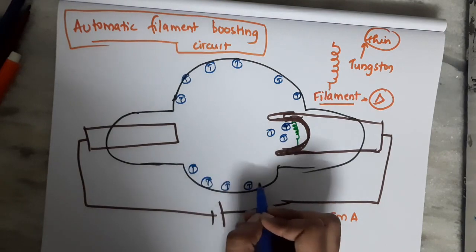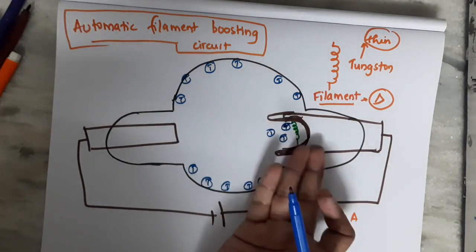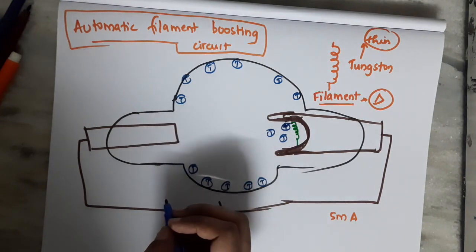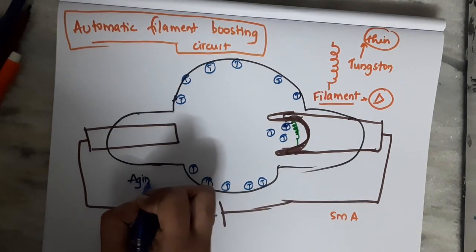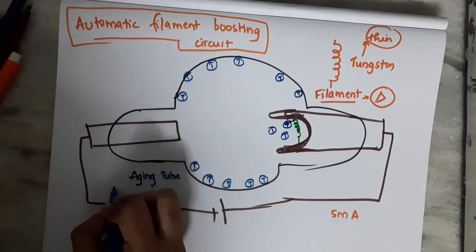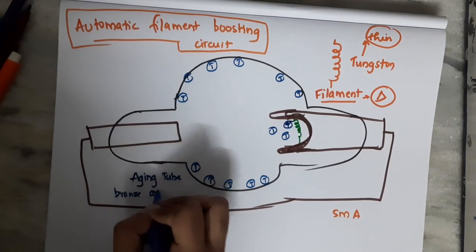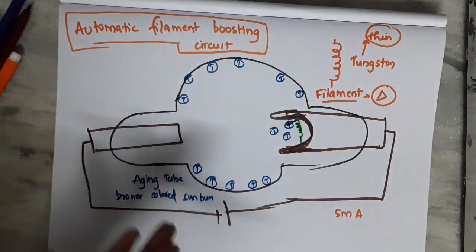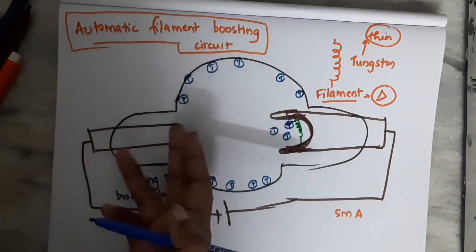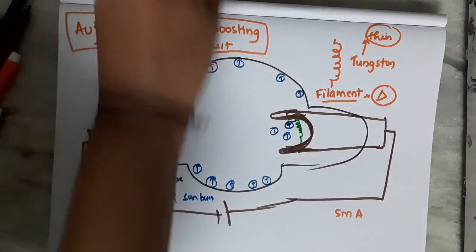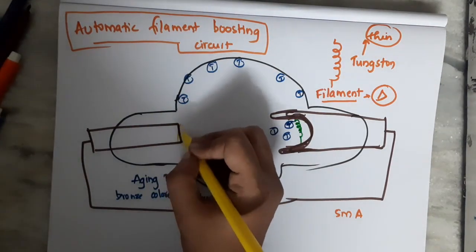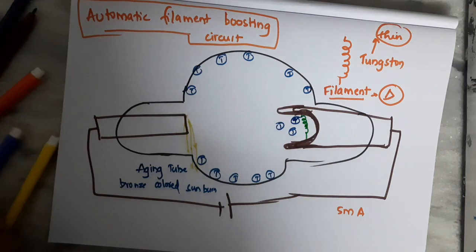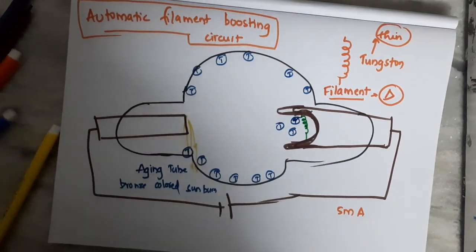Once the tungsten gets out of the filament and sticks onto the glass wall, we call it an aging tube. Slowly the tube gets aged and acquires a bronze colored sunburn. When the tungsten is vaporized and sticks onto the glass tube, what happens? From the anode, X-rays are produced. The X-rays which are produced will now have to travel through this tungsten. So obviously, the quality of X-rays produced has decreased.